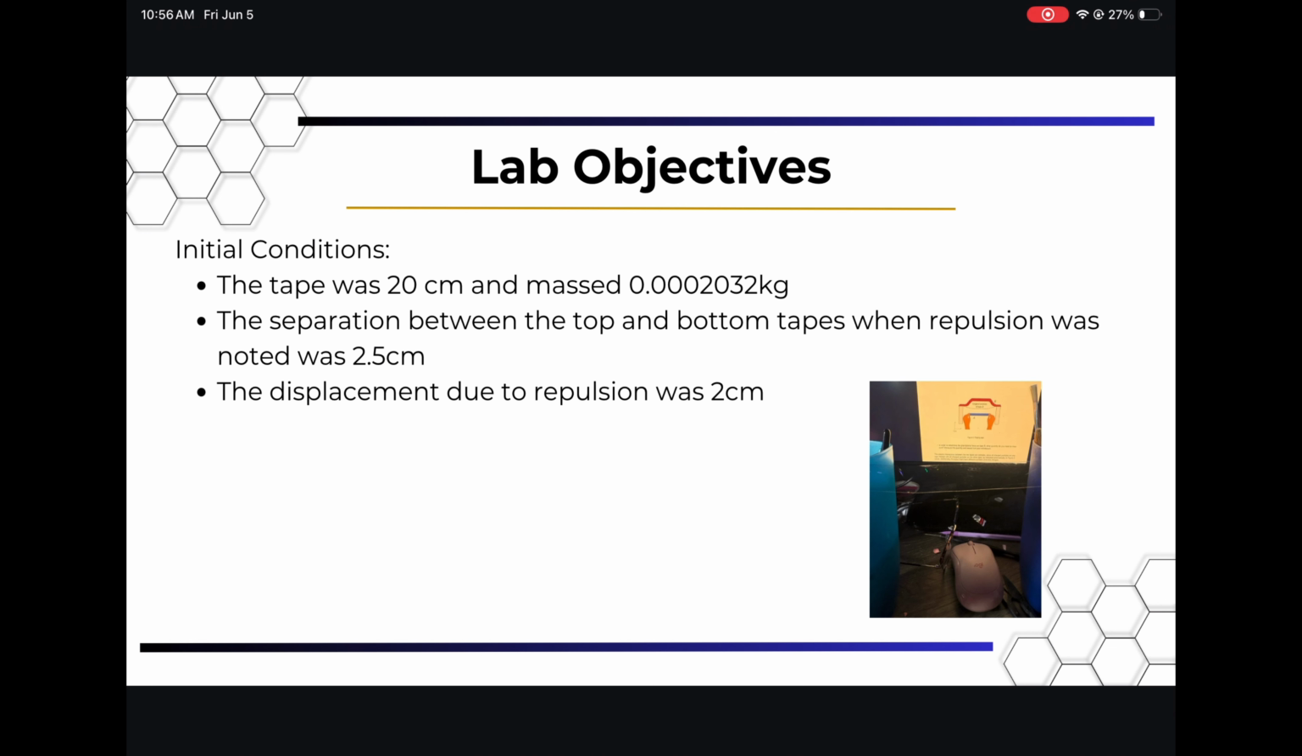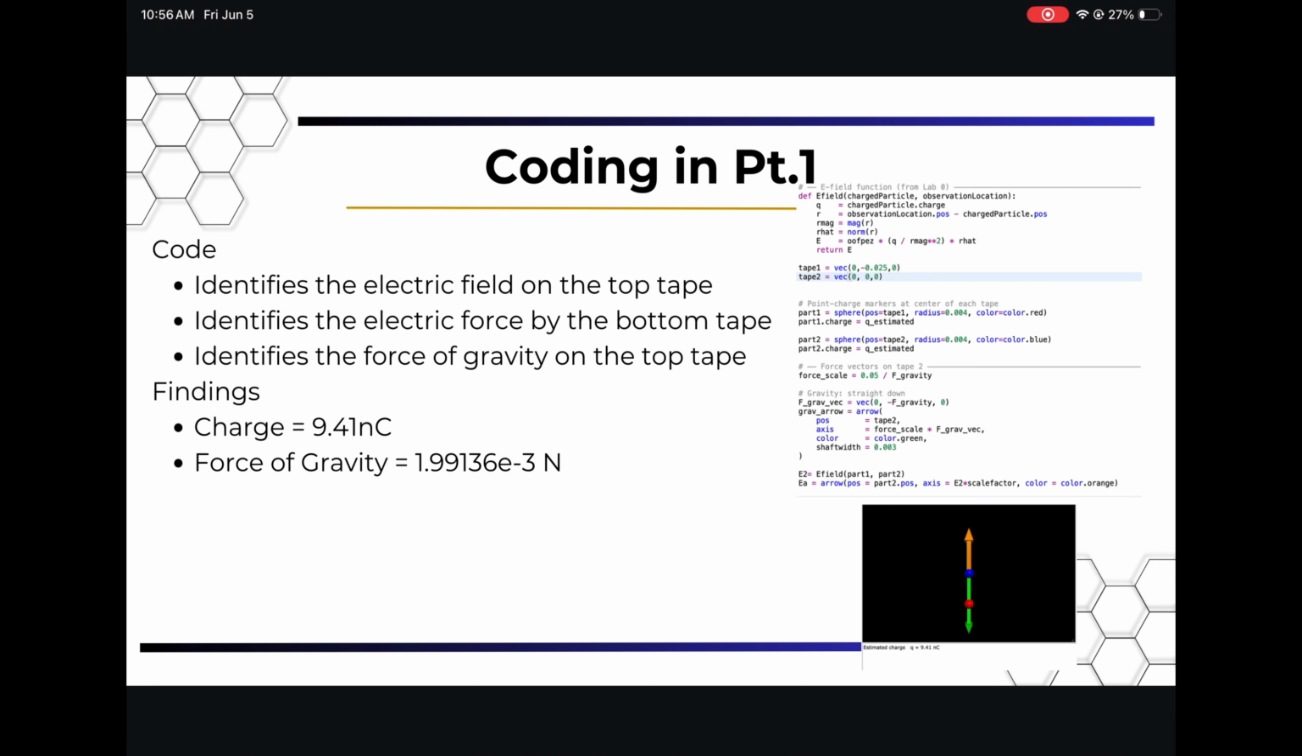So the coding in part 1 identifies the electric field on the top tape and identifies the electric force by the bottom tape and identifies the force of gravity on the top tape, treating the top tape and the bottom tape as single point charges. And then the findings were that the charge was equal to 9.41 nanocoulombs and the force of gravity is about 1.99 e to the negative 3 newtons.